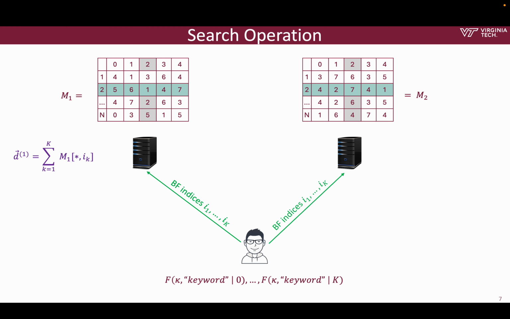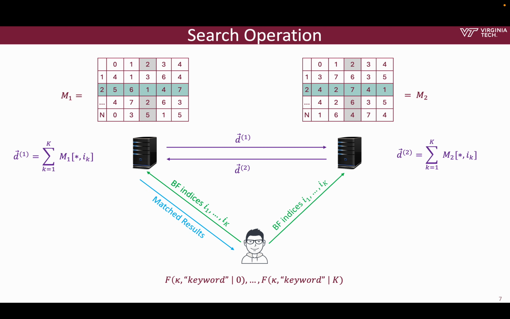Next, the servers retrieve the requested columns and add them together. Then they broadcast their values to each other. Based on the values of D1 plus D2 here, the servers can know which documents match the search query and return satisfying document identifiers to the user. However, this reveals the search pattern to the adversary, as any server can be corrupted.